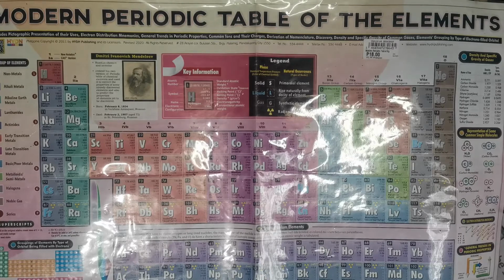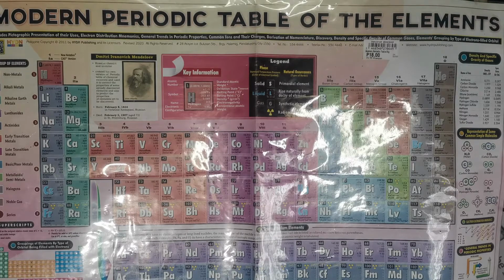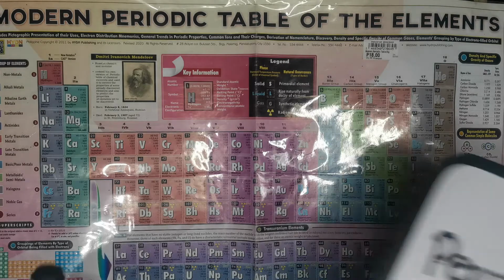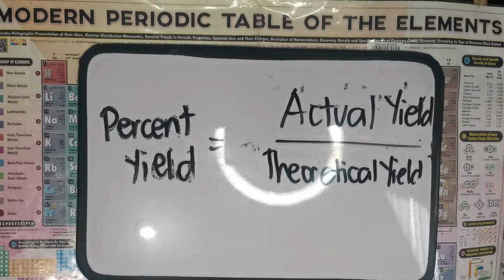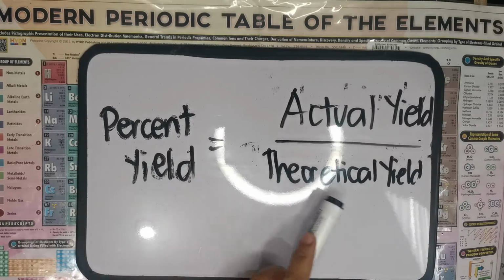Good day. For this video, we're going to cover percent yield, theoretical yield, and actual yield. Before that, let us have the formula on how to compute a percent yield. Percent yield is equal to actual yield divided by theoretical yield.